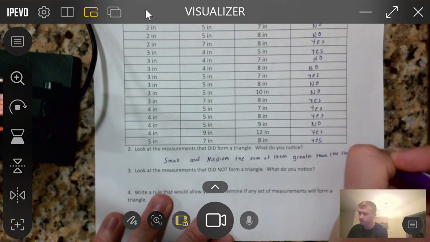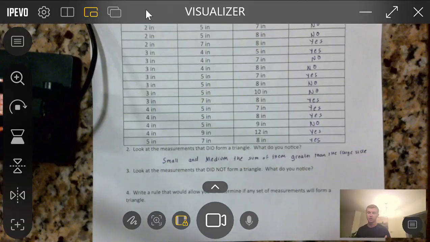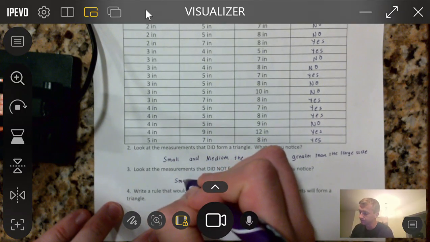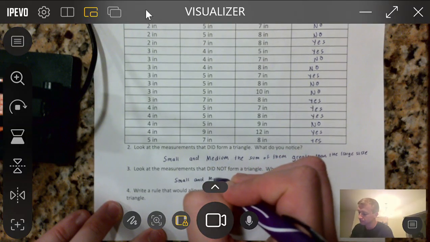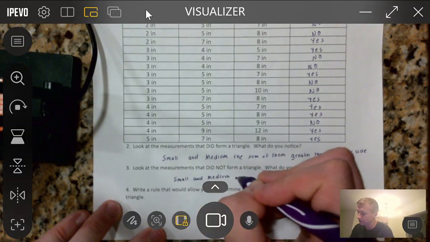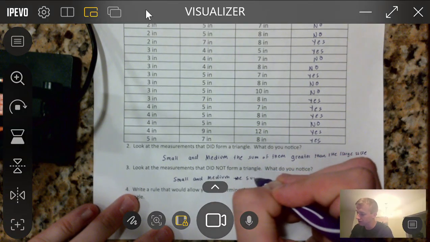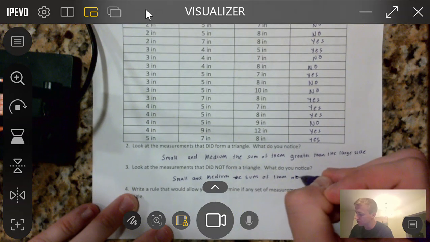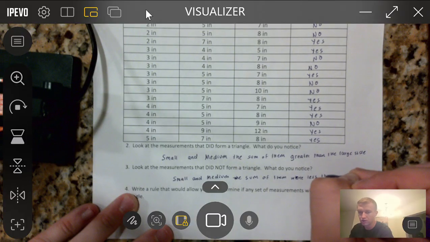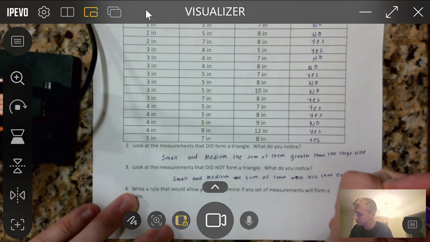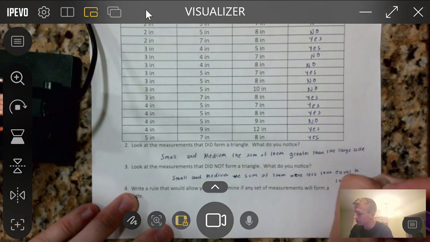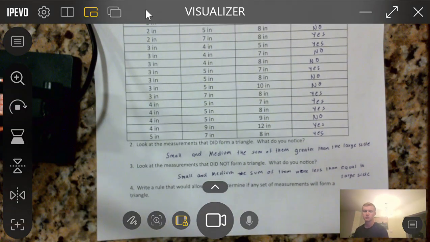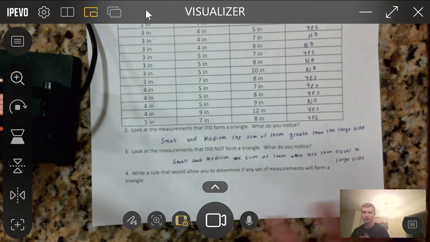That's the cool thing about this, and it works for any kind of triangle. Looking at the measurements that did not work, in this case the small and the medium, the sum of them was less than or equal to the large side. So for it to make a triangle, the small and the medium added together have to be bigger than the large side. That's the big idea.